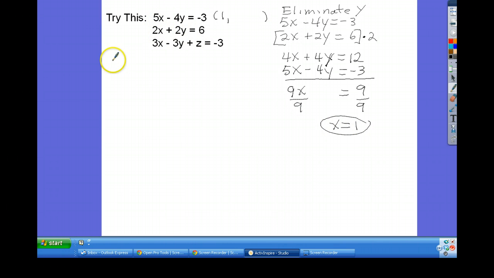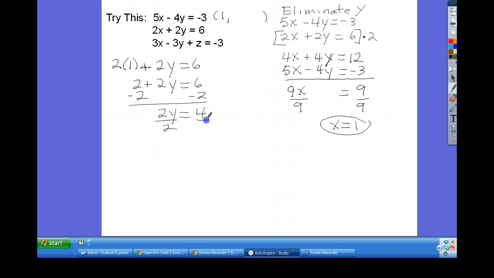And now take this, plug it into either one of these. I'm going to plug it into the second one. It looks easy. So it's 2. Instead of x, I put 1 in for x in the second equation, plus 2y is equal to 6. 2 plus 2y equals 6. We subtract 2. 2y equals 4. We divide by 2, and y is equal to 2. Our y coordinate of our solution is 2.